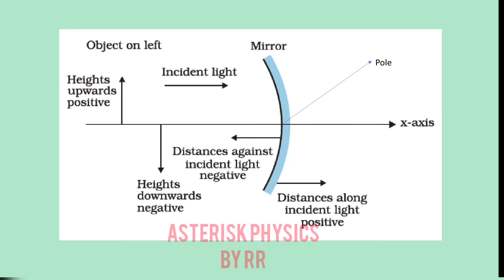So if you want to measure the distance of the object from the mirror, you have to measure it from the pole. You have to start from the pole and go opposite to the incident light. That means the object distance is taken to be negative. Now the height upwards from the principal axis, you could see an x-axis there, and that is actually called the principal axis. So if you measure heights upward, they are taken to be positive. Those measured downwards are taken to be negative.